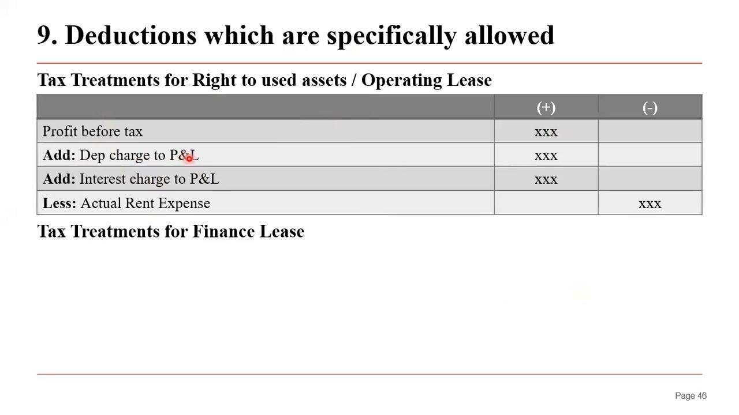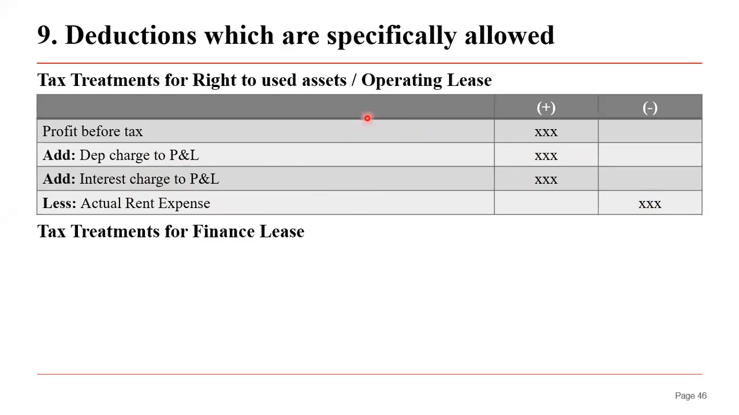Then the depreciation charge to the P&L, because as per the SLFRS 16 new leasing standard, the right to use asset, the operating lease also, they will consider as an asset of the company. They will charge their depreciation to the P&L. Whatever the depreciation, we need to add it here. And also if there is any interest portion, we need to add it back. And then whatever the actual rent paid, actual rent expenses, we can claim here, right?